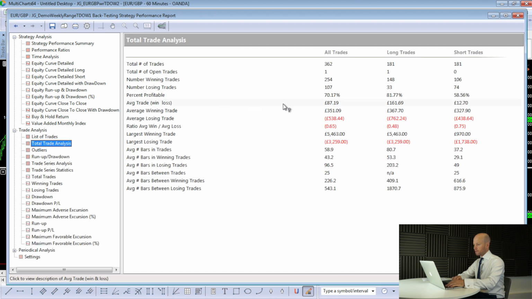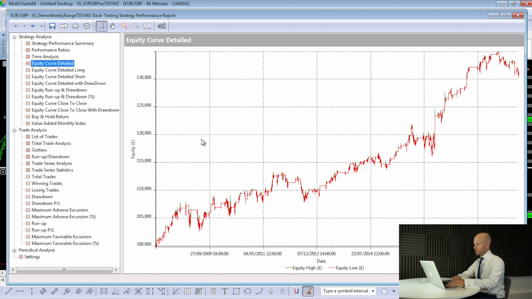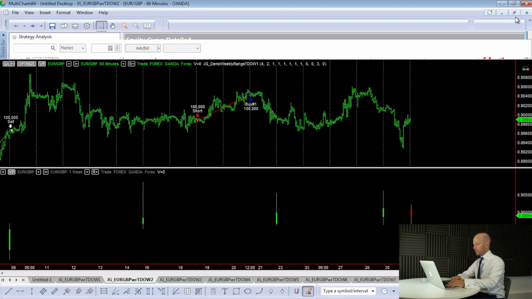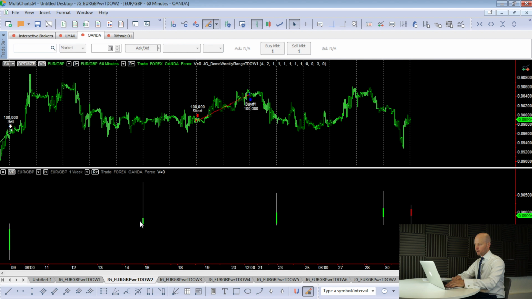Total trade analysis shows an average trade of £87. I'd like to see that slightly higher, but I do like the consistency of the curve there. But as I've mentioned, that's using the weekly candle with the body less than a third of the overall range. But perhaps that isn't the best, so I've actually tested that.